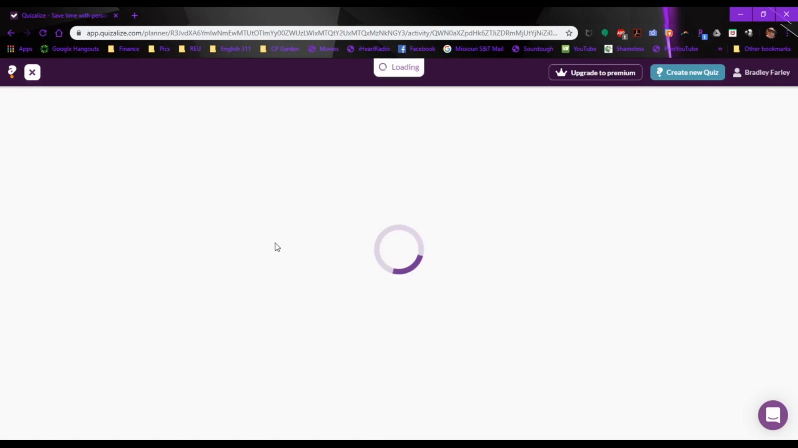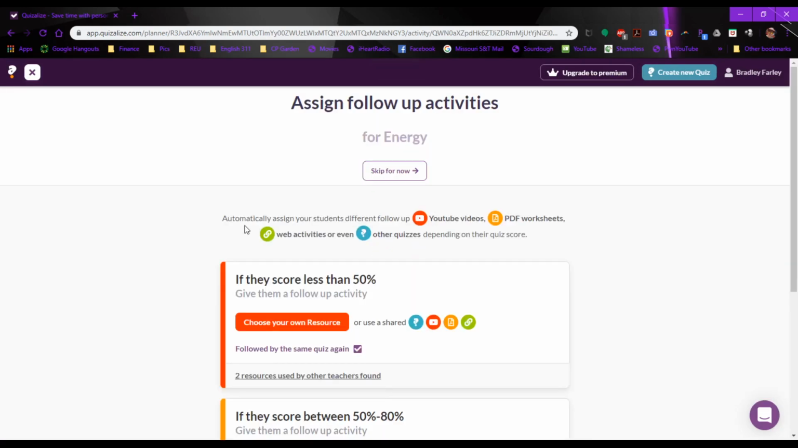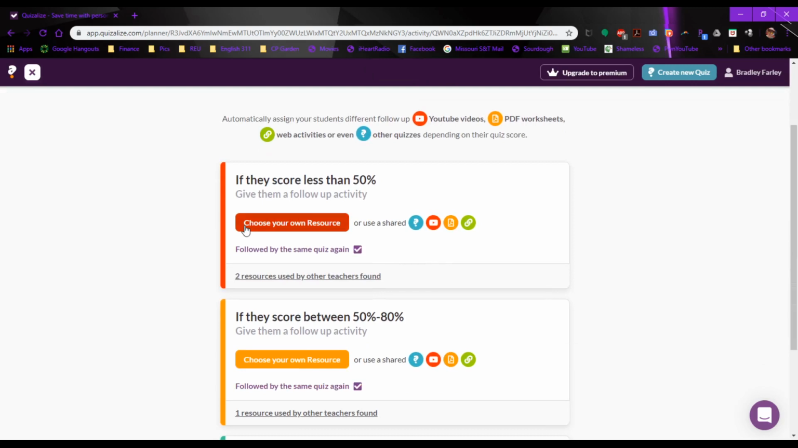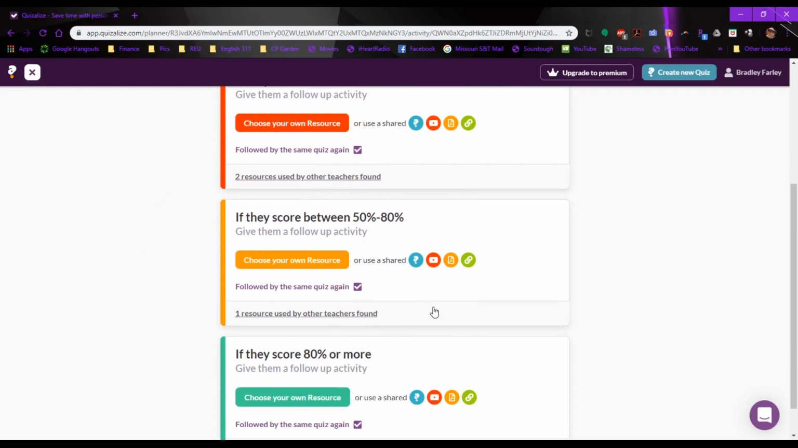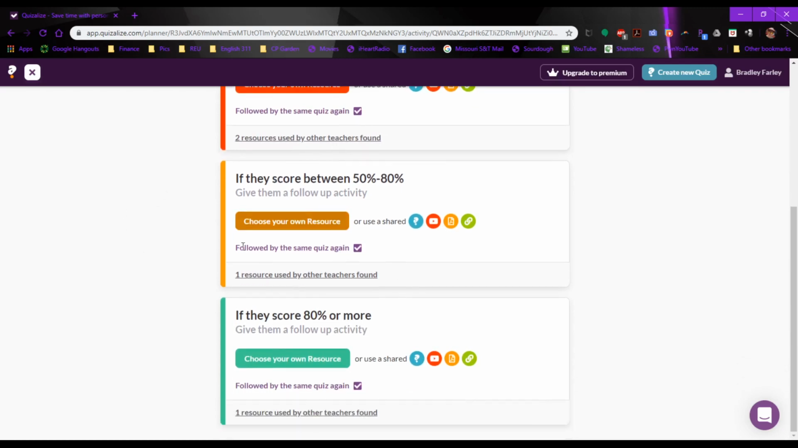So what you can do with this tool is, as students take that quiz, once they finish, you can send them to different resources based on how they perform on the quiz. So it breaks up into three sections. You've got those kids that are really struggling with it, you've got the kids that are just about there, and you've got those kids that have shown some mastery.